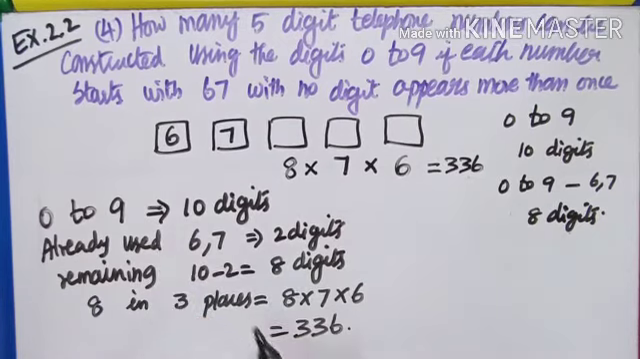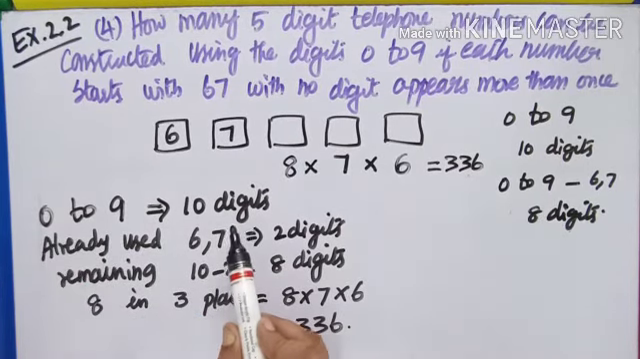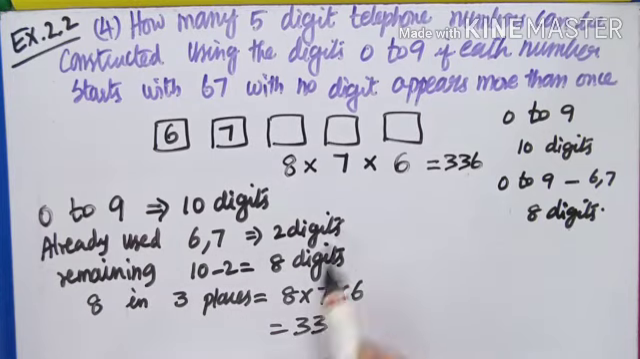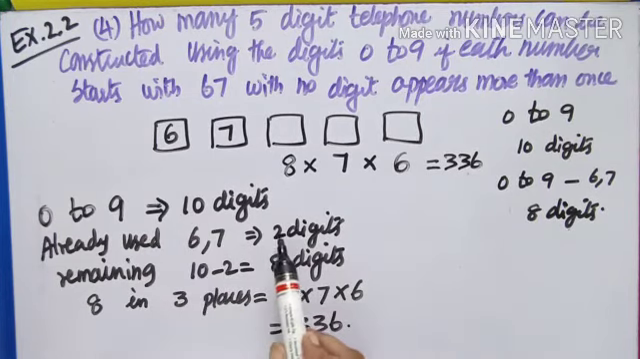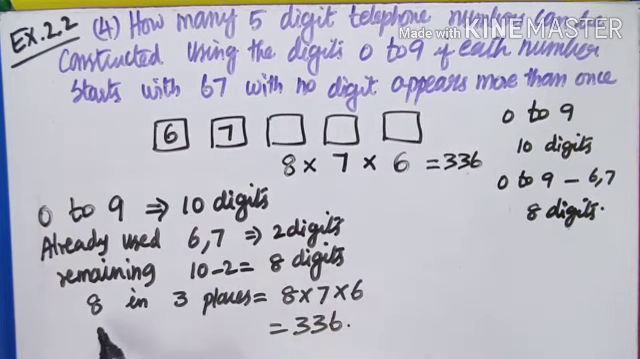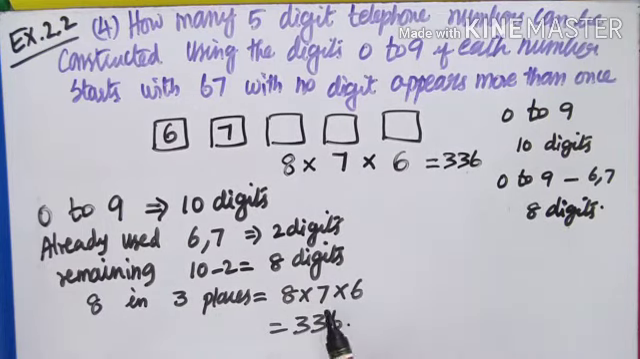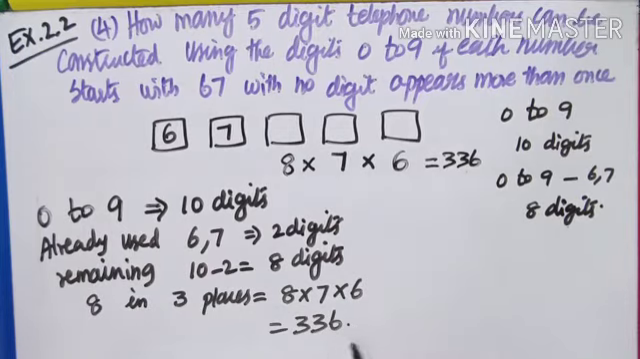We have explained in the statement, 0 to 9 there are 10 digits. Already used 6 and 7, that are 2 digits. Remaining 10 minus 2, 8 digits. 8 digits in 3 places can be filled by 8 into 7 into 6, that is 336.